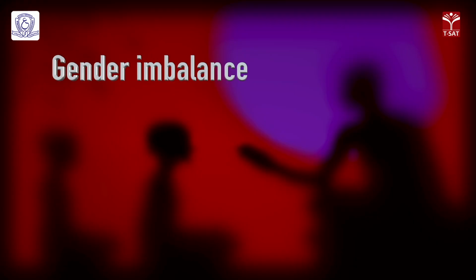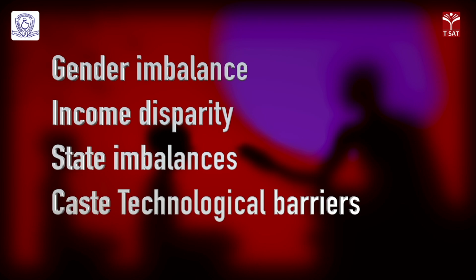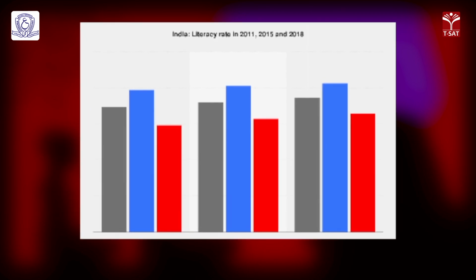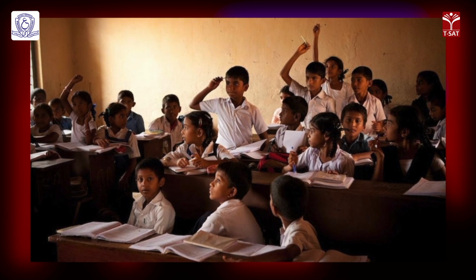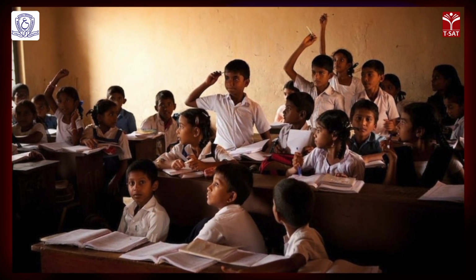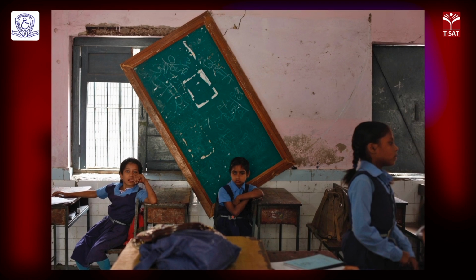There are many reasons contributing to the issue. There is gender imbalance, income disparity, state imbalances, caste and technological barriers, which lead to the illiteracy rate in the nation. Another reason behind this problem is inadequate school facilities. The staff employed in most government schools are unskilled and inefficient. Lack of proper sanitation is another reason for children dropping out of school. Commercialization of education is also one factor that has led to the declining state of education.